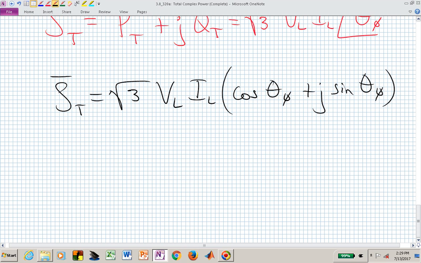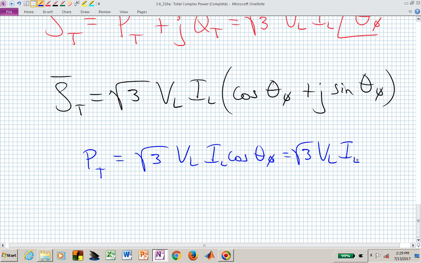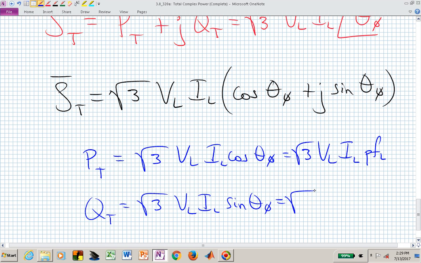And those are the formulas that we had just derived. The total real power is the square root of 3 V line, I line cosine theta sub phi, or the square root of 3 V line, I line power factor of the load. Q sub t is now square root of 3 V line, I line sine theta sub phi, or the square root of 3 V line, I line reactive factor of the load.